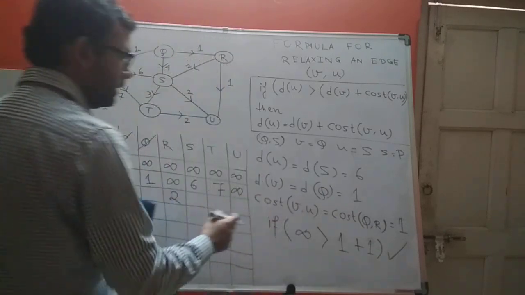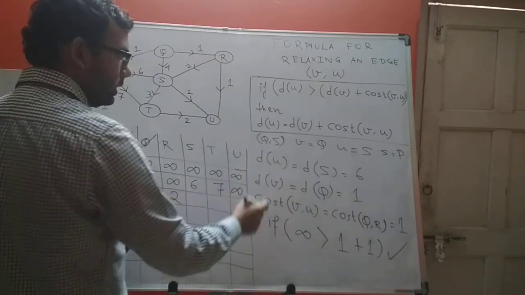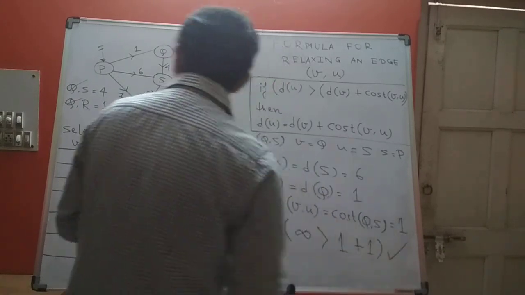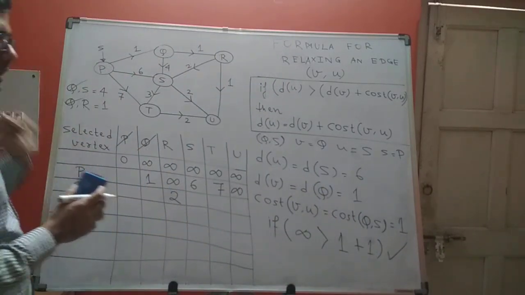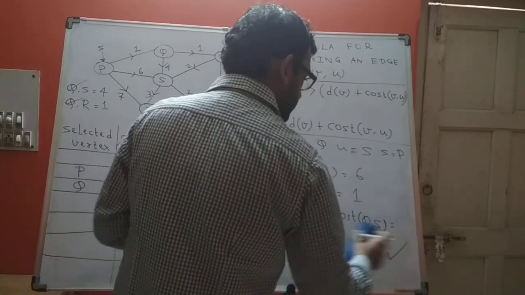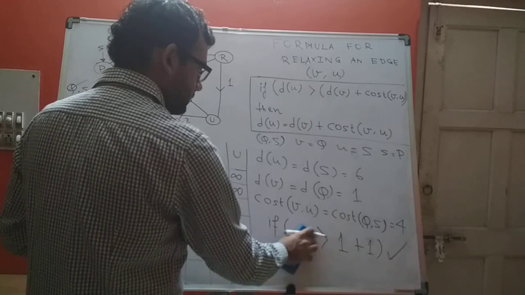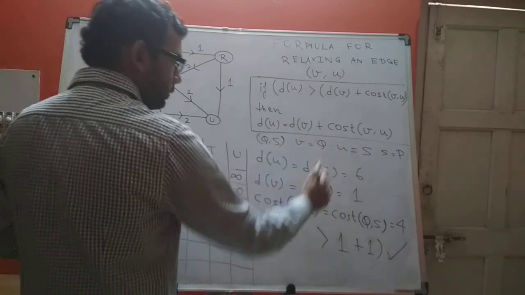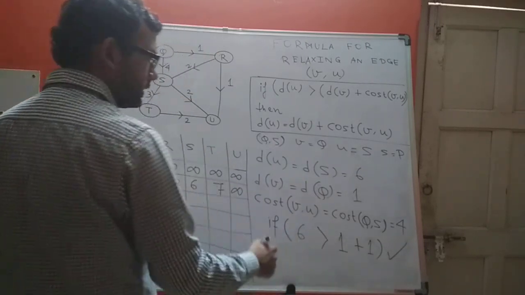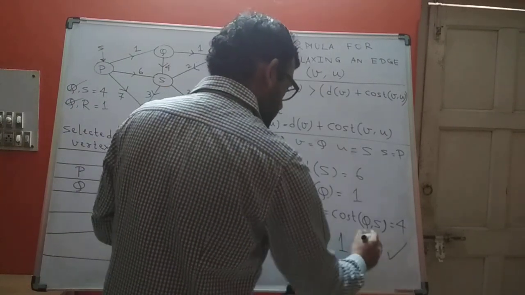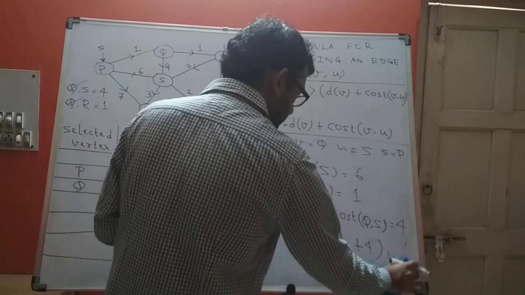What about cost of v comma u? The cost of v comma u is cost of q comma s. So what is the cost of q comma s? The cost of q comma s is 4. Now you check. What is your du? du is 6. Is 6 greater than dv, 1, plus the cost? Is 6 greater than 5? Yes, 6 is greater than 5.